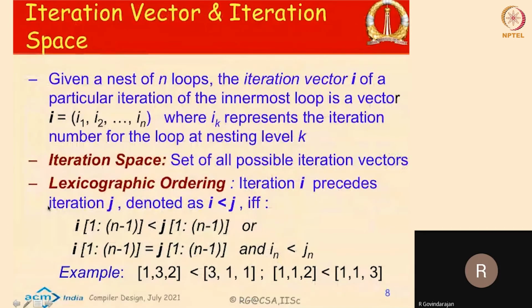So, for example, if I take two iteration vectors, 1, 3, 2 and 3, 1, 1, then obviously 1, 3, 2 is earlier than 3, 1, 1. And similarly, 1, 1, 2 is earlier than 1, 1, 3. This idea is what is being captured in this formal way in the statements over here. Again, let's not worry about it. All of you know what lexicographic ordering or dictionary ordering is. When it is extended to vectors, we basically understand what that means.